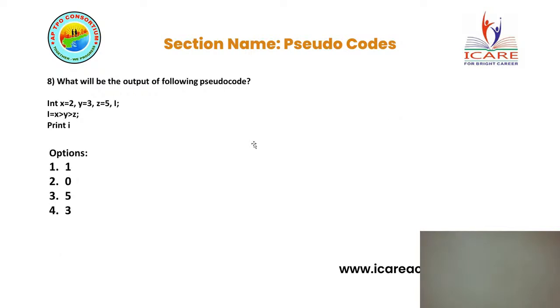So going to the next question. Very small question which is consisting of three statements. So here they are giving some integer x is equal to 2, y is equal to 3, z is equal to 5. Can anyone guess the answer? What is the output of that program?